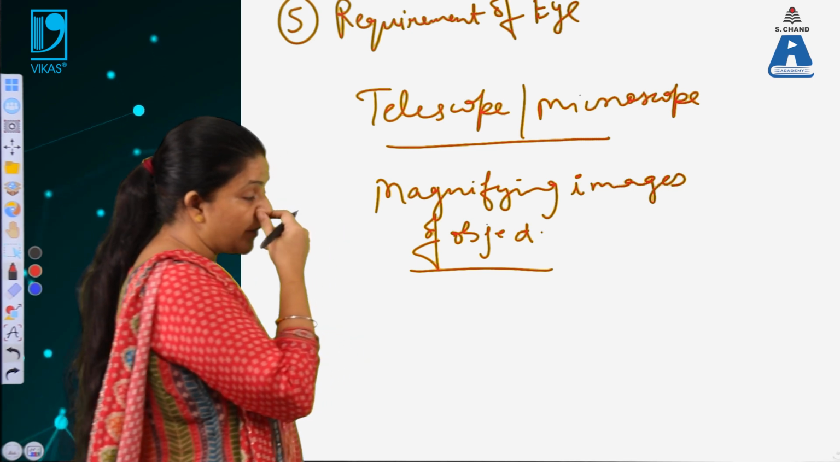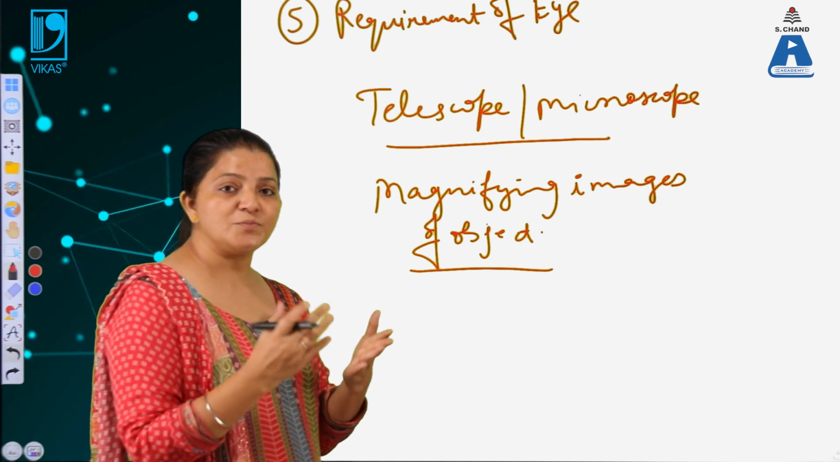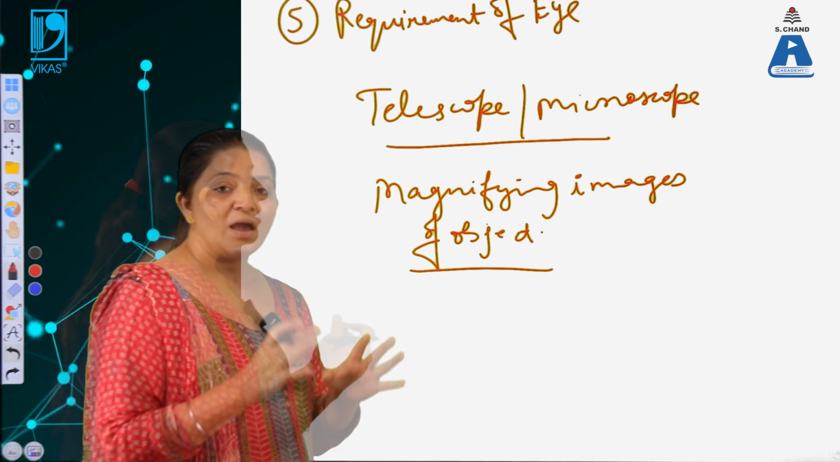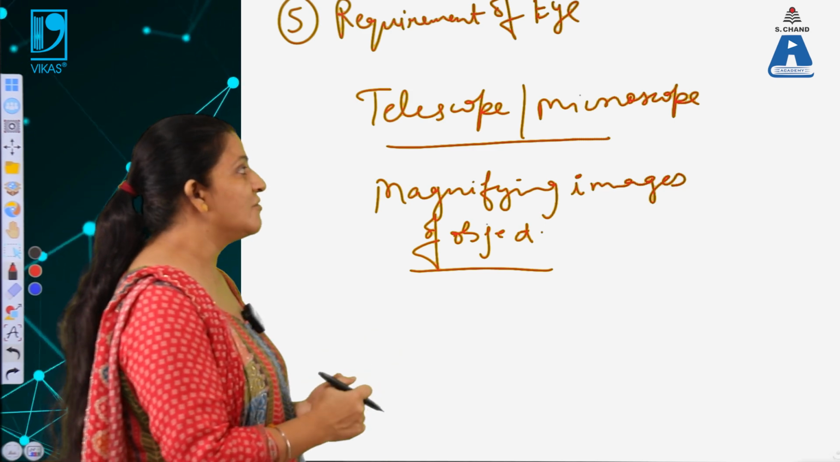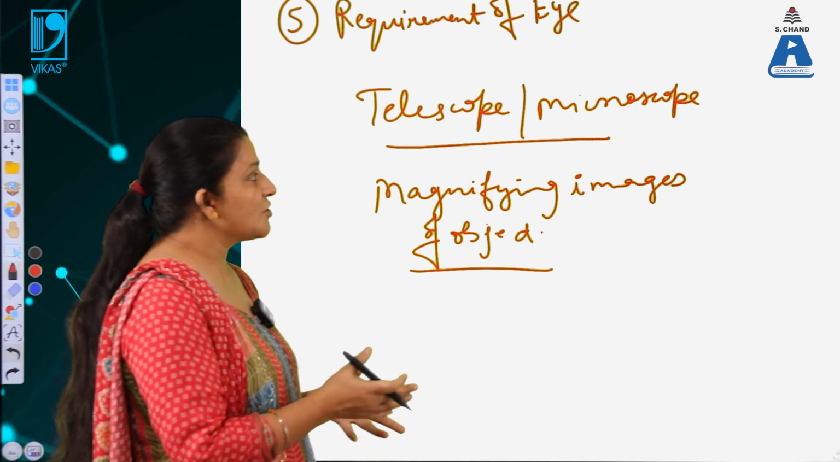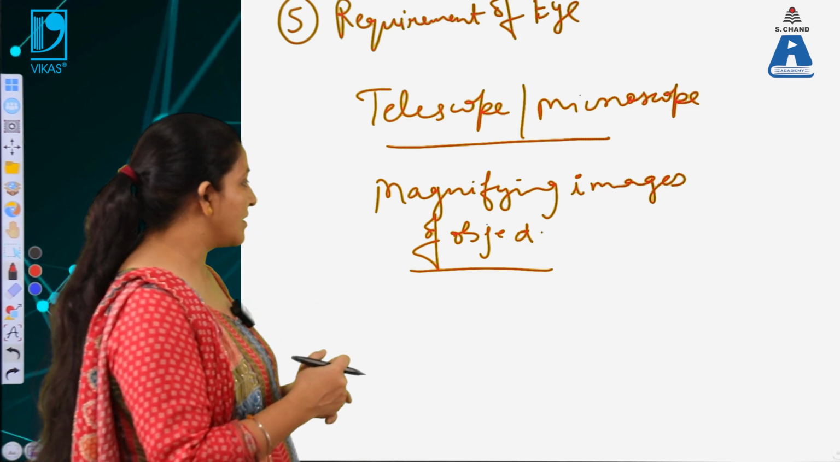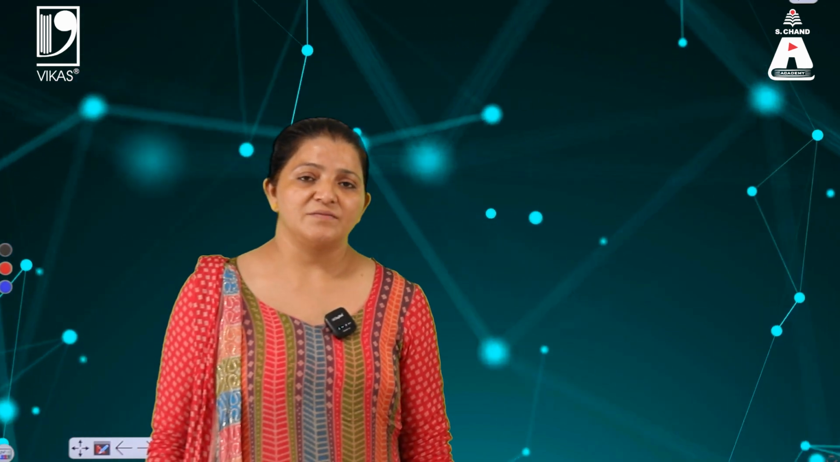If the objects are placed very far away from us, then by using telescopes the objects appear to be very close to us, and we are able to see them properly. While in microscopes, bacteria or anything else that we cannot see with the naked eye, we are able to see their magnified images. So let us take a short break. Till now we have understood what optical instruments are and what basic physics is required behind them to see magnified images of objects.